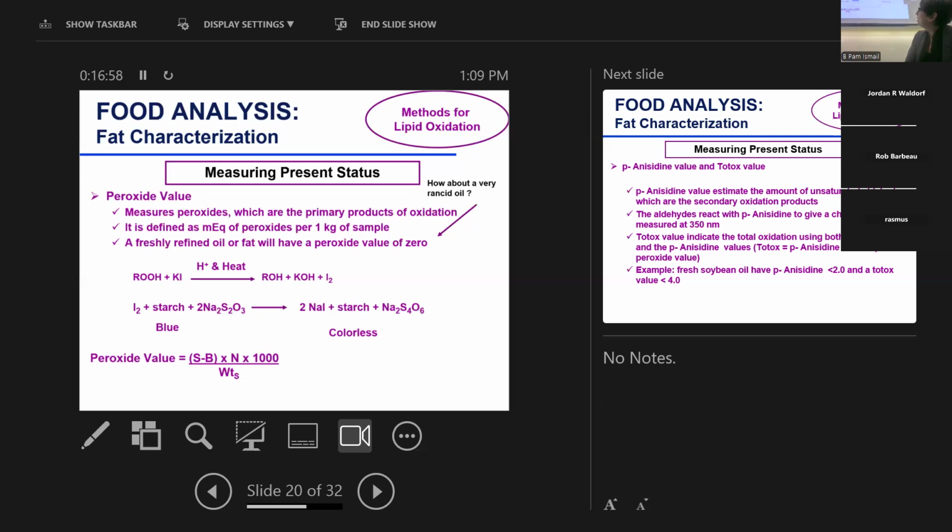You gotta come to lab and then you will see all the reagents that we add. I don't have them memorized. We just make sure that the oil is mixed well, and then we can add the reagents. Okay, that's why we have labs. All right.